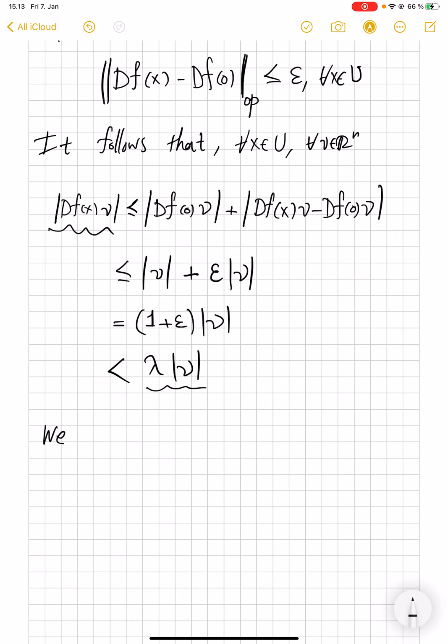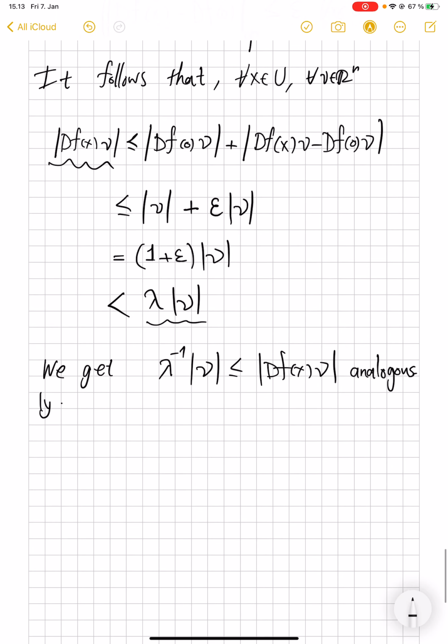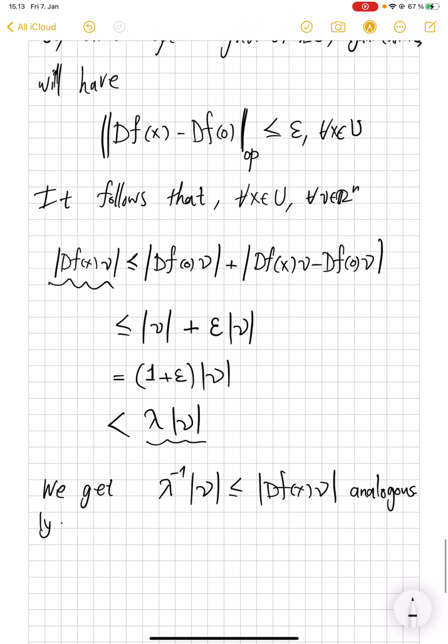We get the reverse one, that this is less than the norm of dfx at V, analogously. And by that I really mean it. Just reverse, do a different triangle inequality. Okay, so that gives us the first property, that the derivative at every point in that neighborhood is almost like an isometric linear map, an orthogonal map.